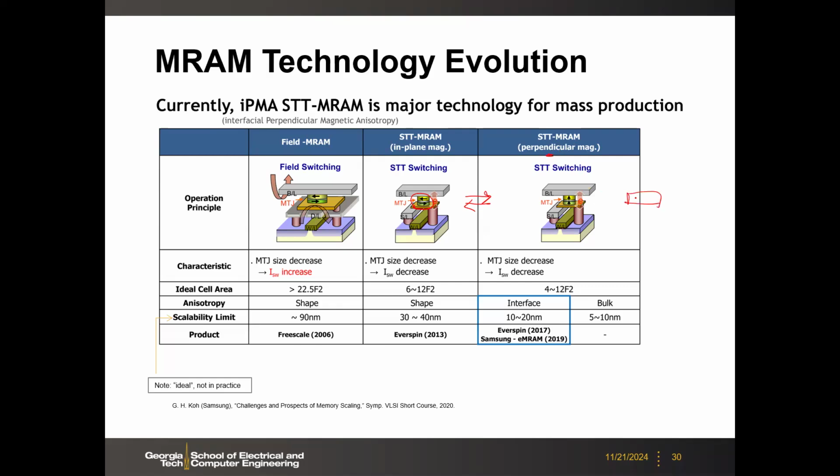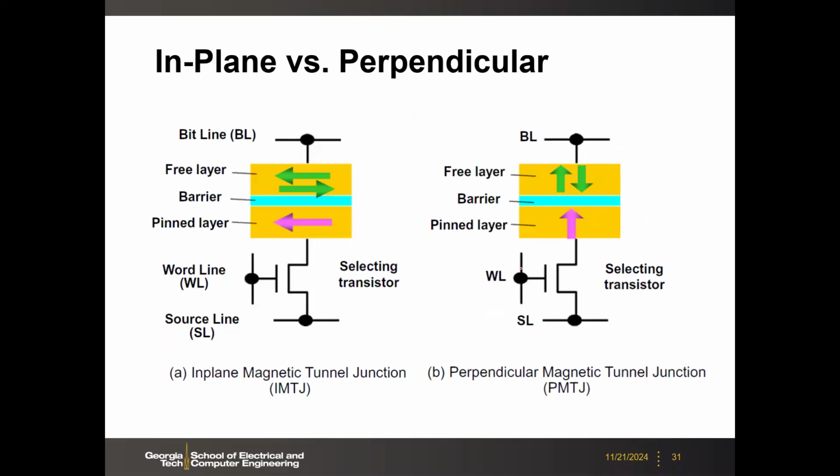So here in this kind of MTJ, the magnetization is pointing up and pointing down, even in this thin film. So this one will help with the scaling, especially in reducing the switching current. We will talk about that next. So far we talked about this in-plane MTJ, but now we will look at the perpendicular MTJ. Here the hard axis essentially is vertical in this case.